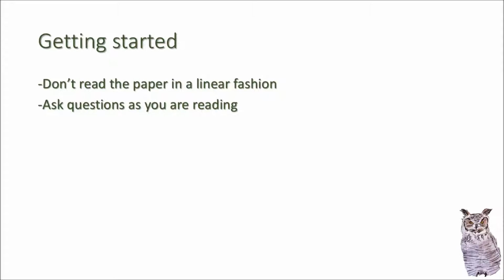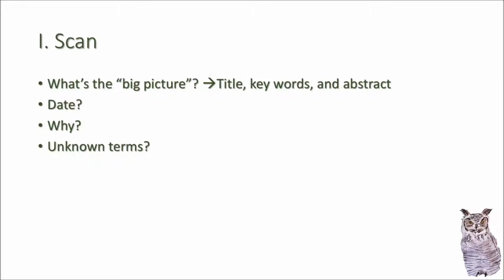So here are 2 important tips before beginning to actually read a scientific paper. First of all, don't read the paper in a linear fashion. And secondly, ask questions as you are reading. After you find a particular journal article for a project or paper, you should actively scan it. Try to understand the big picture. You can do this by looking at the title, the keywords, the abstract. Look at the date of the paper to get a sense of how long ago it was written. Try to understand why the researchers published the paper, and make a note of any unknown terms to look up later.